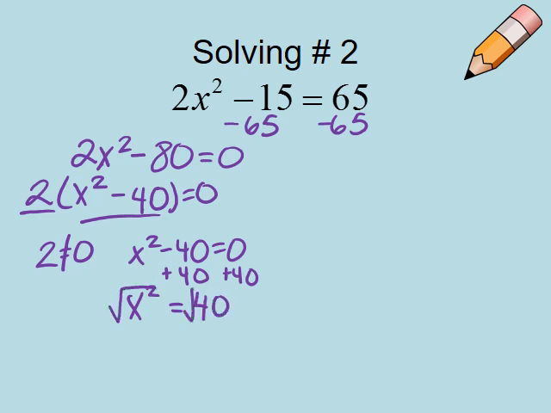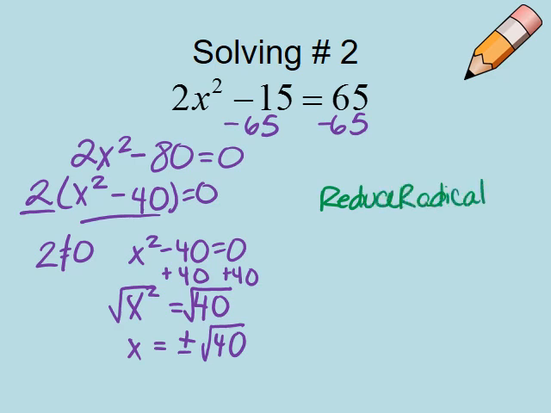To isolate the x, I need to square root both sides. I end up with x equals positive or negative square root of 40. Now we have to check if I can reduce the radical. Let's take square root of 40 and separate it into two radicals. Take a look at your perfect squares list. What's a number that divides into 40 evenly from our perfect squares list? In this case, it's 4. 4 times 10 gets me to 40.